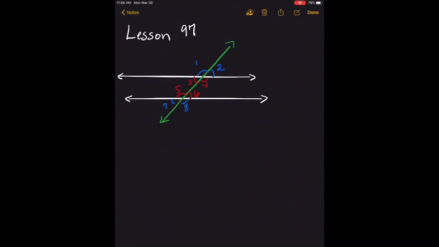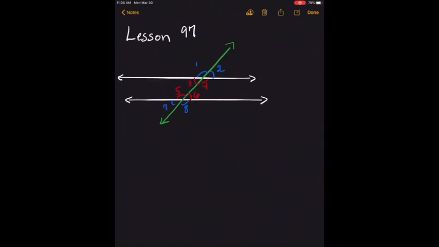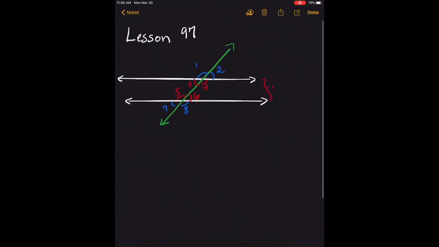So I drew the red angles with red because I wanted to show that those are what we call interior angles, because they're inside the two parallel lines. And the blue angles we would call exterior angles.